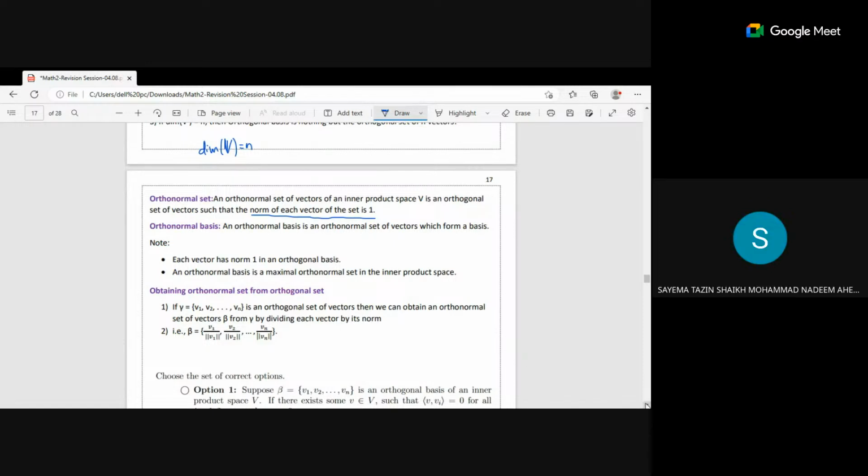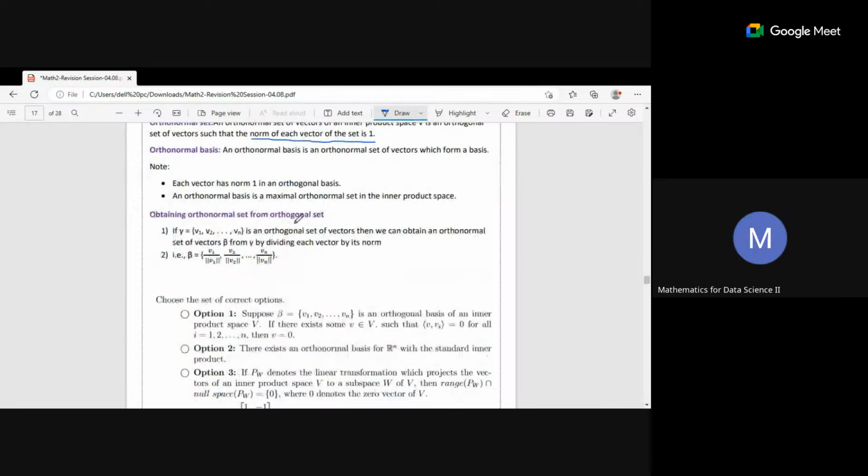Obtaining an orthonormal set from an orthogonal set, what do we do? If you have an orthogonal set, you simply divide each vector by its norm, then it becomes an orthonormal set. Take any vector, divide by its norm, then it becomes a unit vector. The norm of this vector is simply 1, and hence it is 1 for any non-zero vector.